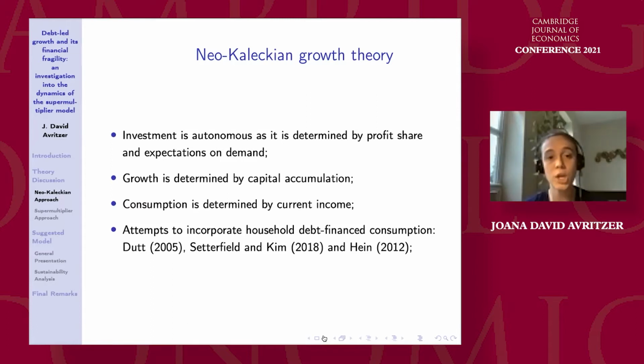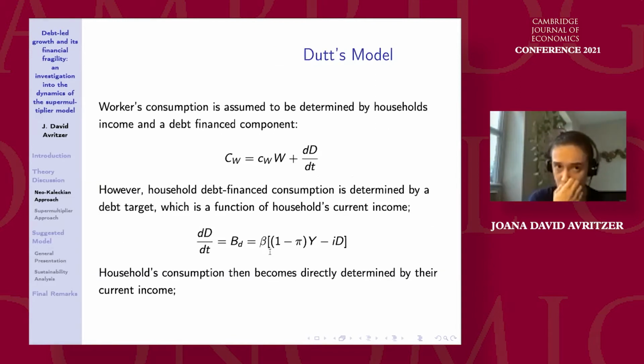Here, I'm going to be emphasizing two models that are of interest to me, Dutt's model and then the Setterfield and Kim model, really because we'll see that I use them as a basis for the development of the model that I'll do further on. So what we have then in Dutt's model, here, well, workers' consumption is partially determined directly by the current income, so they consume out of their income, but there's also a part of consumption that is debt finance. But this debt finance component of workers' consumption is explained by a debt target, and then this debt target is endogenized to workers' current income, making then households' consumption become fully determined by their current income.